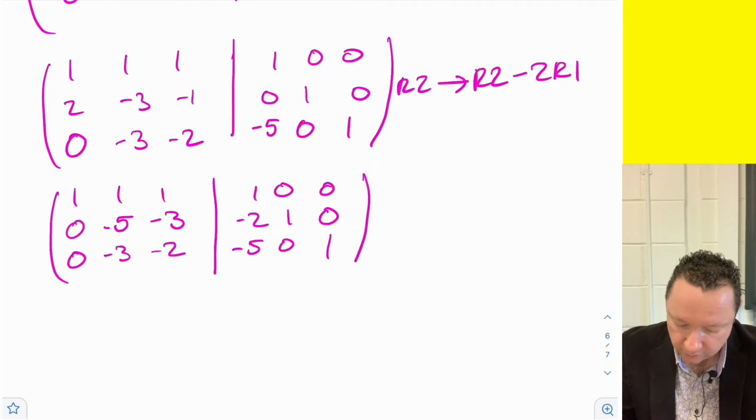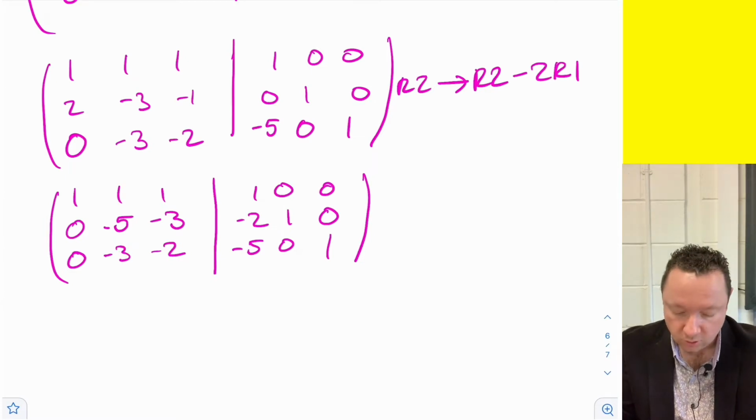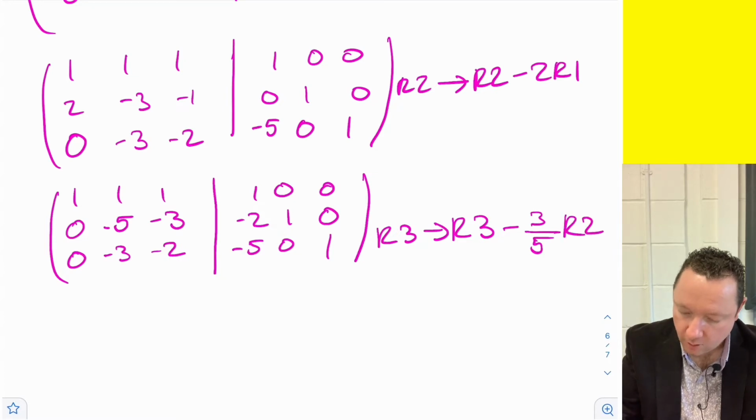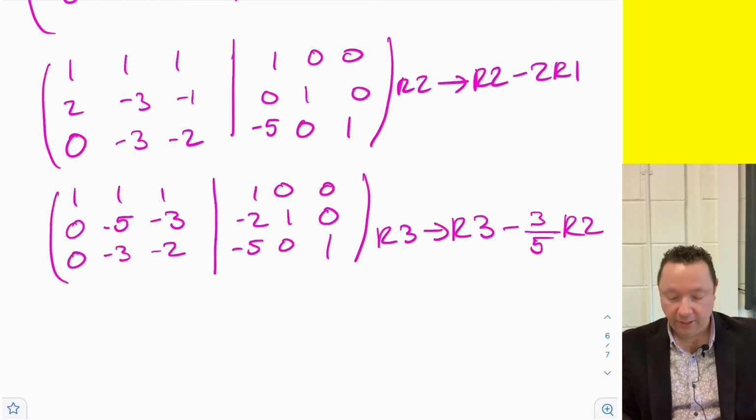So now that we've got a 0 here and here, we can get a 0 here, because by adding a multiple of those, these will still stay as 0. So row 3 is just going to become row 3 minus 3/5 of row 2. Why 3/5? Well, 3/5 of 5 is 3, so minus 3 minus minus 3 is 0.